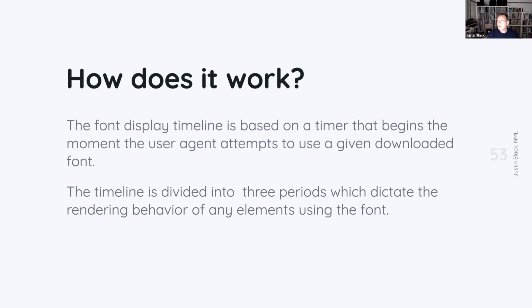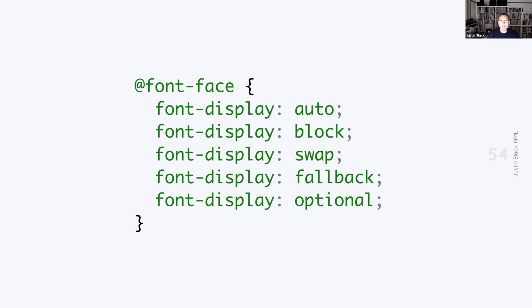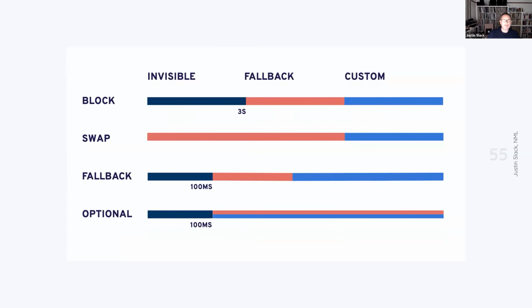And we have 5 properties we can attach to this, which are auto, block, swap, fallback, or optional. So we just add these as another CSS property to our font-face. And what happens is the following. If we say block, we have that invisible text, as I showed you earlier, there's no text shown until 3 seconds. If the custom font is still not downloaded, it goes to the fallback. So it would go to the system font, and then it will wait until the custom font is downloaded before it swaps it out. Swap will show you the fallback for as long as it takes for the custom font to download, and then it will swap it out.